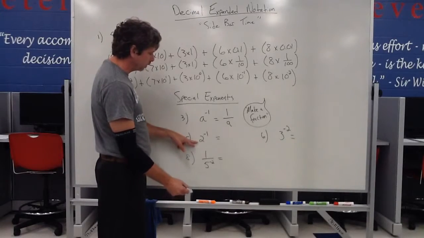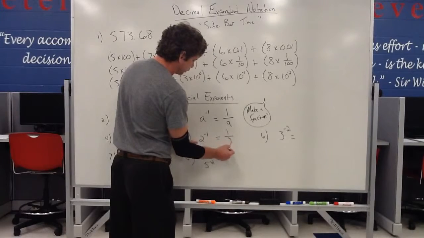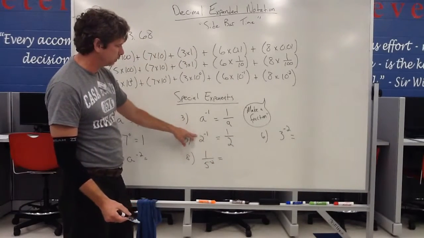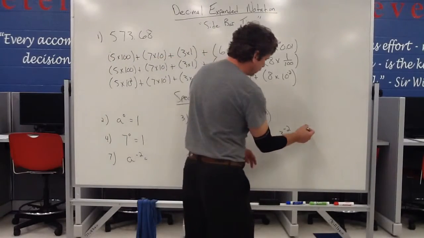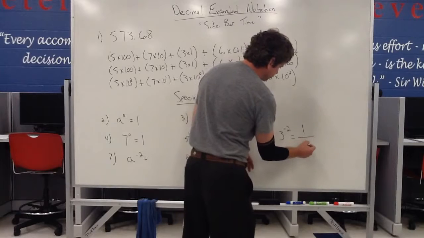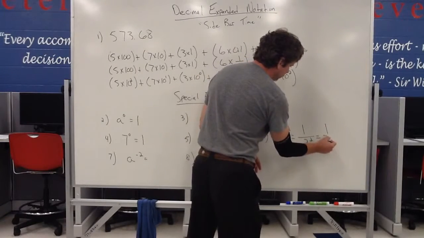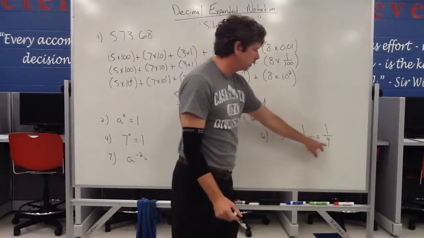2 to the negative 1 means, again, make it a fraction. So it's going to be 1 over 2, or 1/2. So this is another way to express a half, as 2 to the negative 1, using a negative exponent. 3 to the negative 2, again, the negative means to make a fraction, so we have 1 over 3 squared. But 3 squared is the same thing as 3 times 3, in other words, 9. So 3 to the negative 2 is actually the same thing as 1/9.